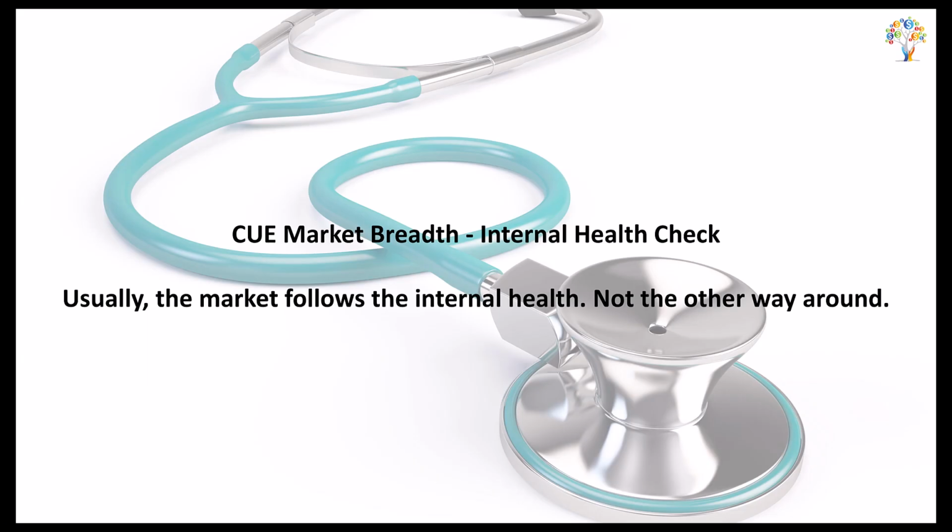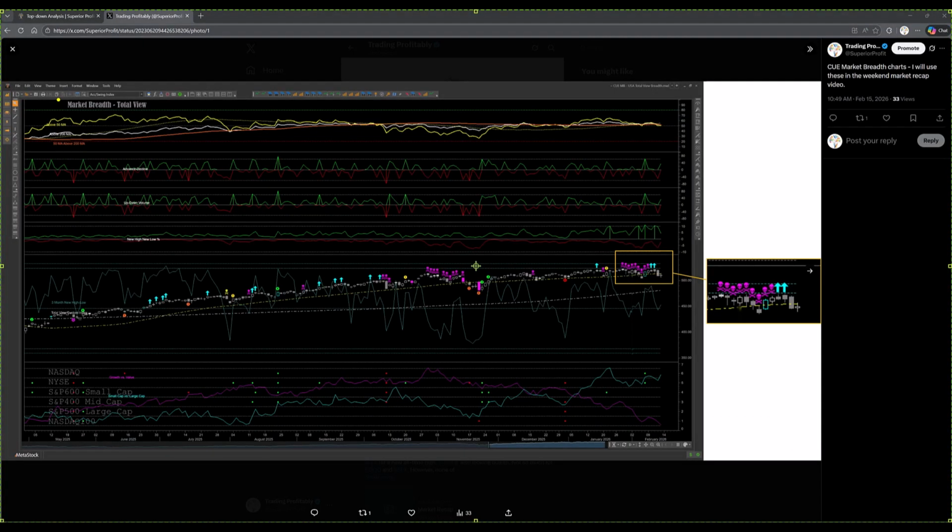Second dimension of our analysis is using Q market breadth, internal health check. Usually, the market follows the internal health, not the other way around. Market breadth, total view, the broadest view of the market. The first thing to notice in the magnified section here are the 9 confirmed Hindenburg omens in a row. That is a cautionary signal.